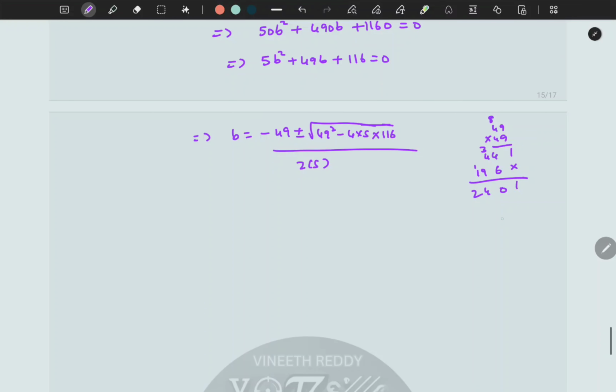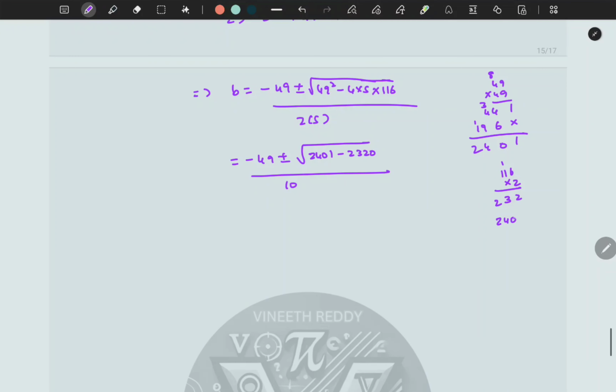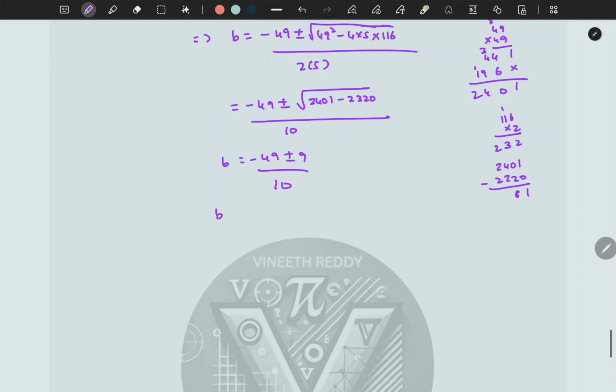Okay, 2401, and 116 into 2 into 10 will be 2320. So basically here what will come? Minus 49 plus or minus the root of 2401 minus 2320, divided by 10. How much is 2401 minus 2320? It will be 81, right, 81. So that will be plus or minus 9, right? So b will be minus 49 plus 9, which is minus 40 by 10, or minus 49 minus 9 will be minus 58.